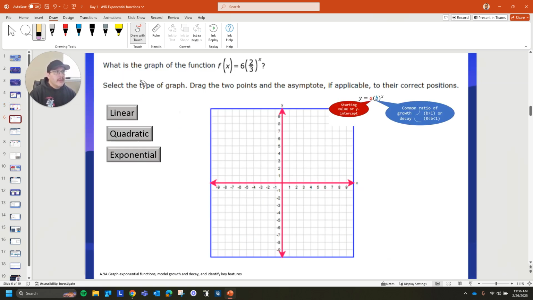So moving on to the next slide. Here's an example problem of what you may see on the STAAR test. What is the graph of the function f(x) = 6(2/3)^x? Select the type of graph and then drag the 2 points and the asymptote, if applicable, to their correct positions. So first off, when you see a problem like this, you need to identify what it is.